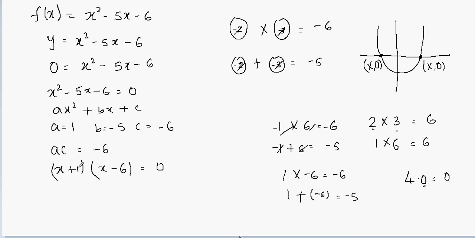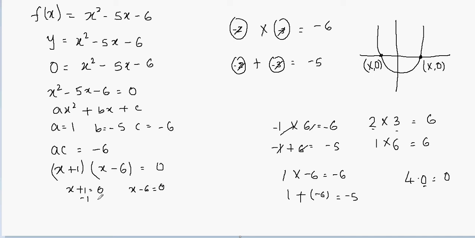The same thing will happen here. The product of these two quantities is 0. That means one of them has to be 0. So we need to figure out which one is 0. So either this one will be 0 or this one will be 0. So let's set them equal to 0. So x plus 1 is equal to 0 and x minus 6 is also equal to 0. Now we'll be solving these equations for x.